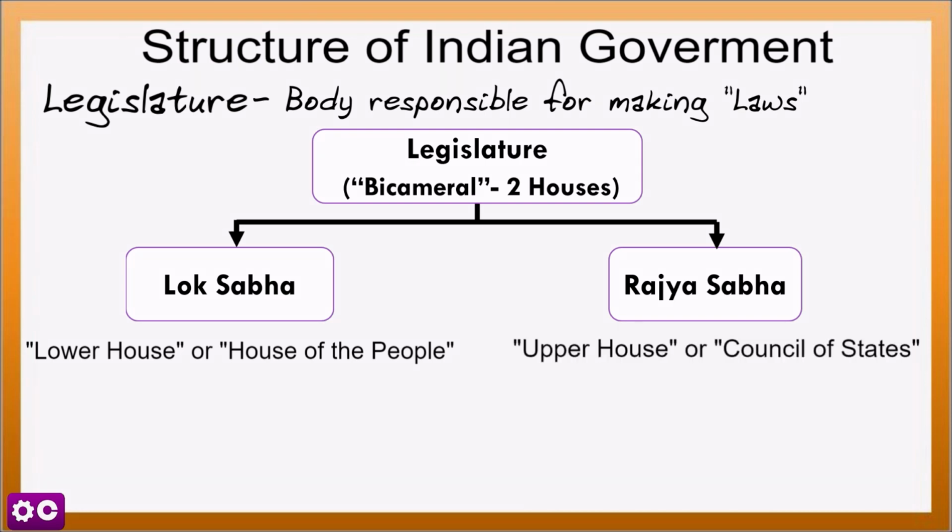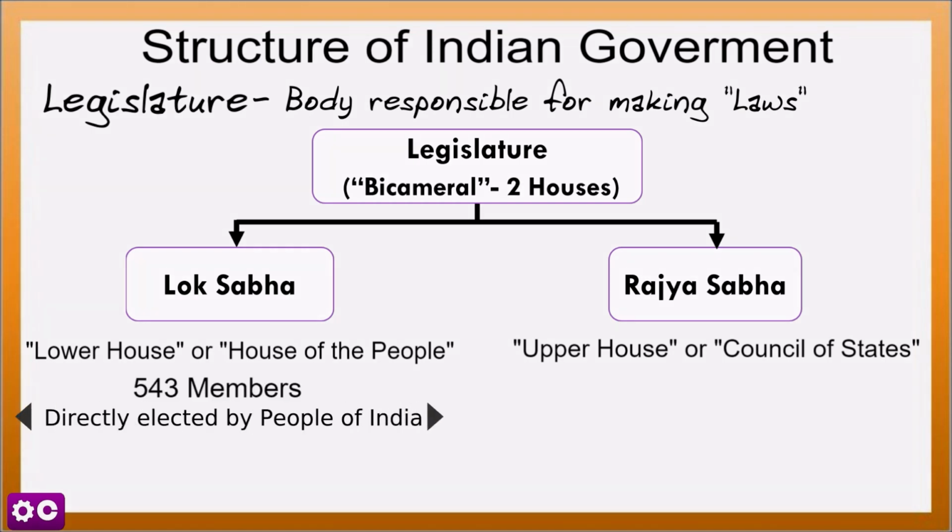The Lok Sabha has 543 members who are directly elected by the people of India. It is a temporary house and it can be dissolved only when the party in majority loses the support of its members. All the members are re-elected every 5 years.